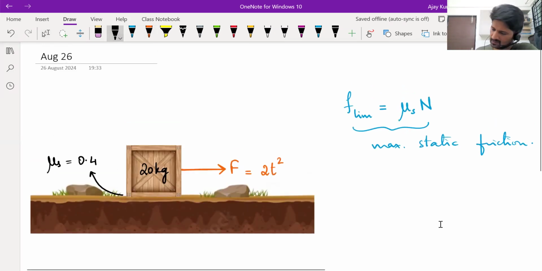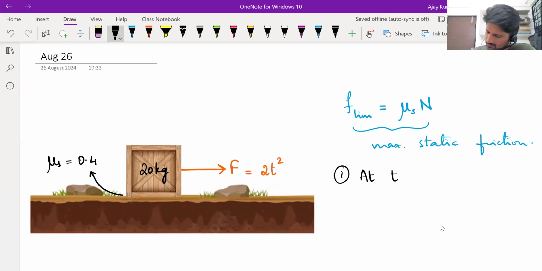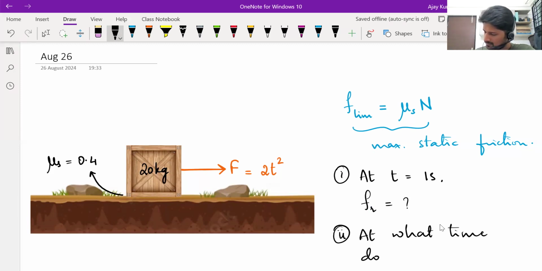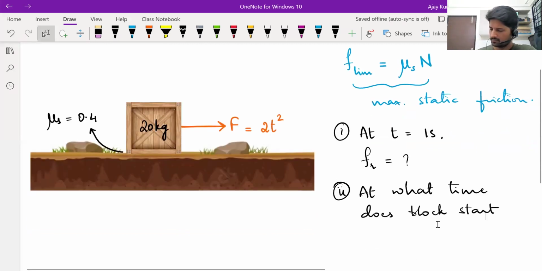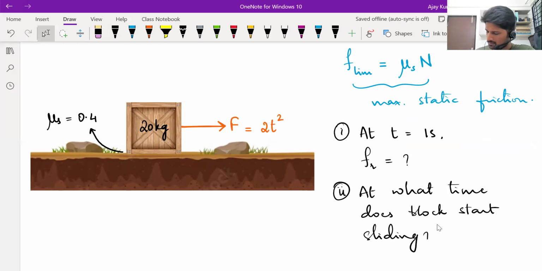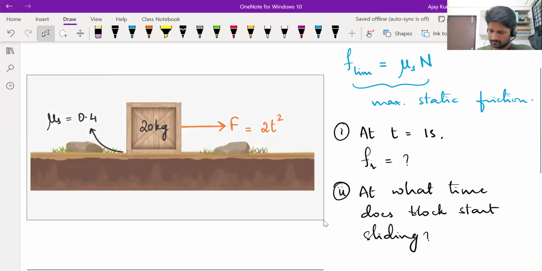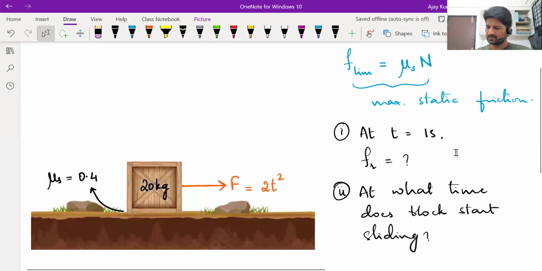So the question is, first, at t equal to 1 second, how much is the friction acting on the block? Then the next question, at what time does the block start sliding? Try this, all of you. I'll give you all 2 minutes. You can type your answers in chat.